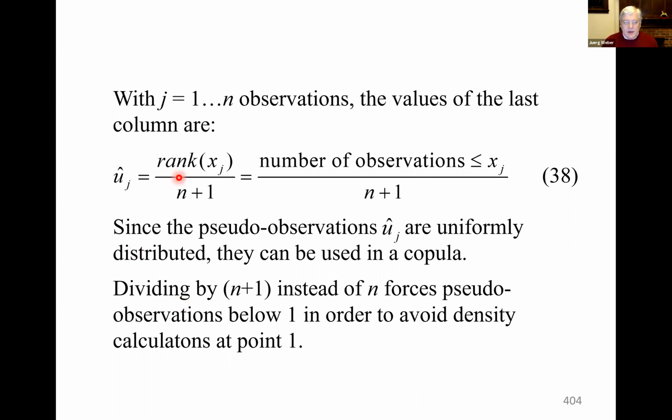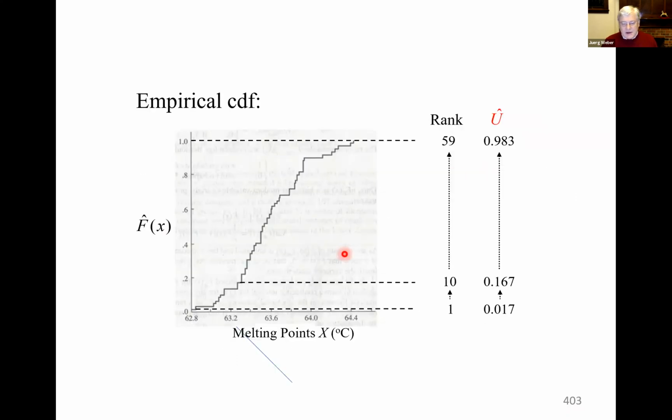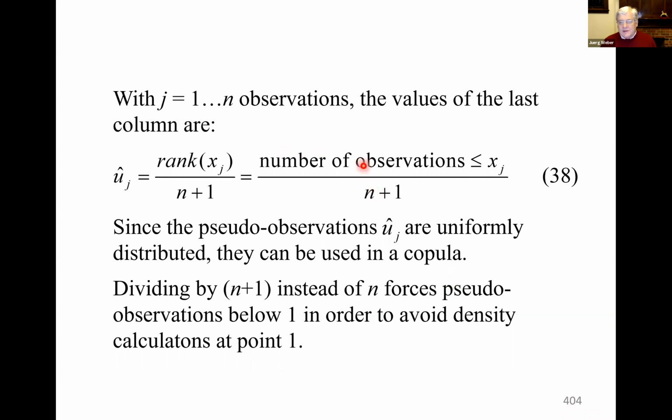And so rank is the number of observations where it's less or equal than xj. So the rank here, 10, is the number of observations where it's less or equal than here 63.4 or whatever it is here. Okay, we have here 10 observations. That gives us the rank. So that's actually quite a nice way of writing it here. Try to understand that one.